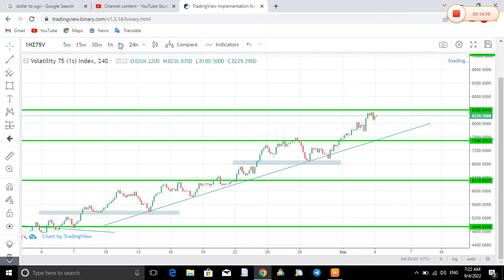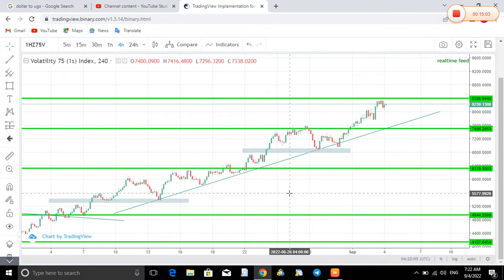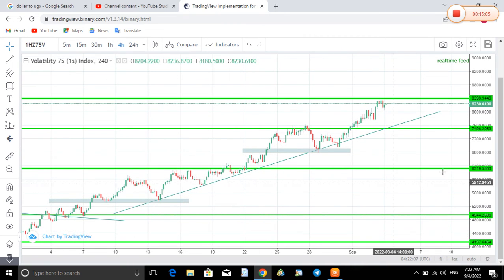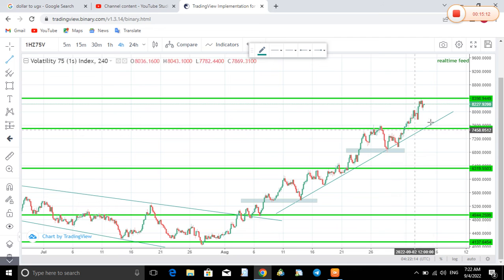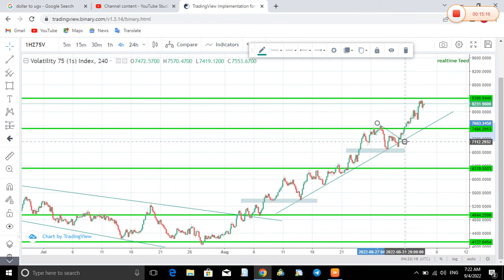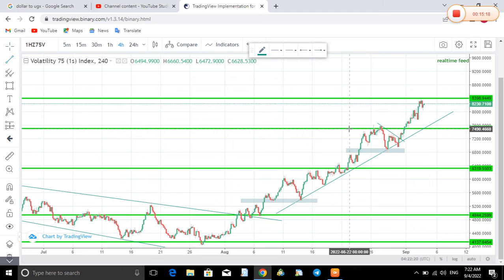which is the 4-hour time frame, to see where the price is heading. In the 4-hour time frame, I can clearly see that we recently had a continuation pattern, which was a flag.